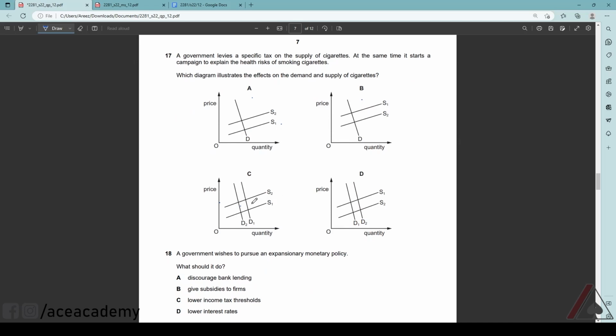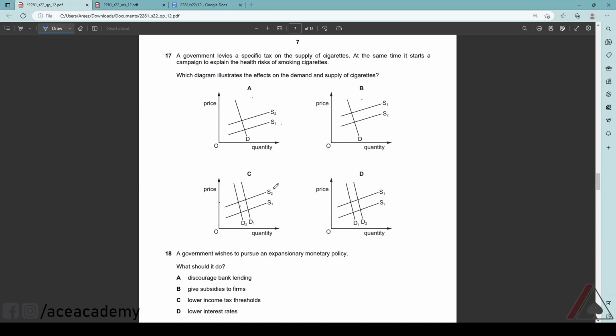All right, so let's look at these specific. If a government levies a specific tax on the supply of cigarettes, a specific tax would mean that the supply of cigarettes would decrease, because there's going to be a higher cost of production. Therefore, the supply is going to shift to the left, or in this case, almost upwards.